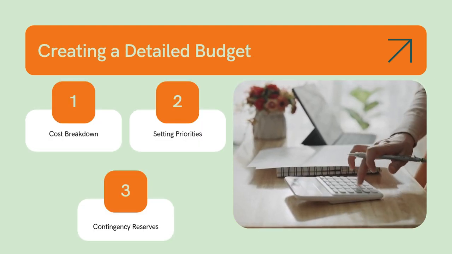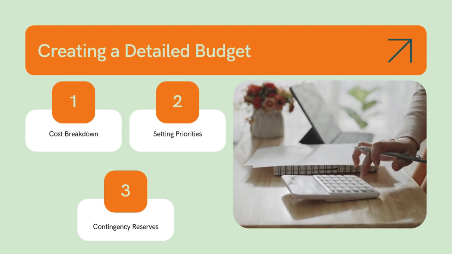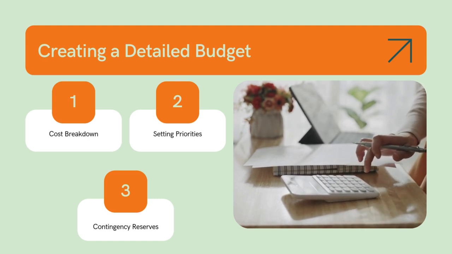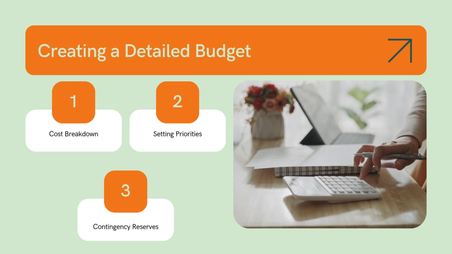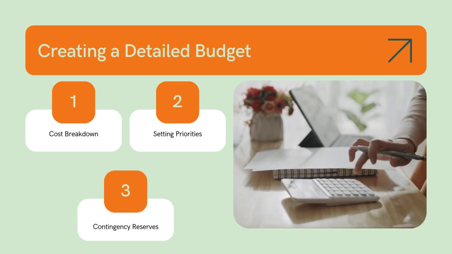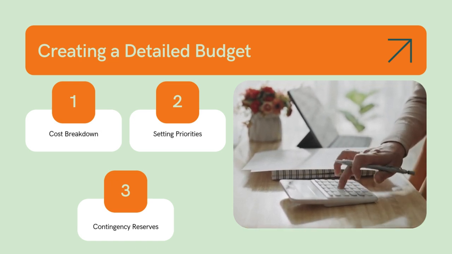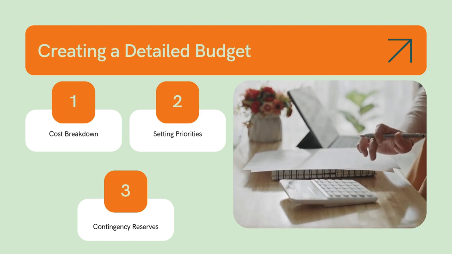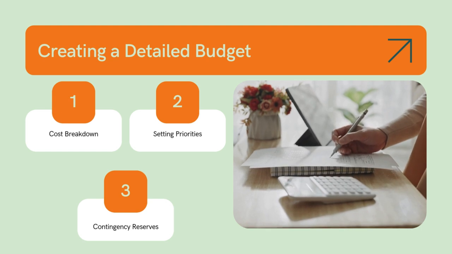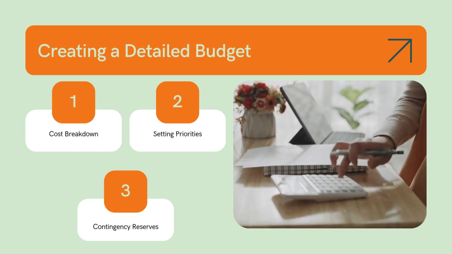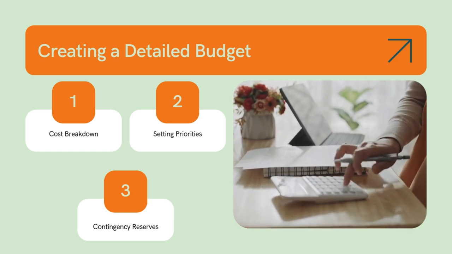Creating a detailed budget involves listing all potential expenses, categorizing them, and setting priorities. It's also important to establish a contingency reserve for any unforeseen costs that may arise. Using budgeting software can help you simulate different scenarios and make more informed financial decisions.